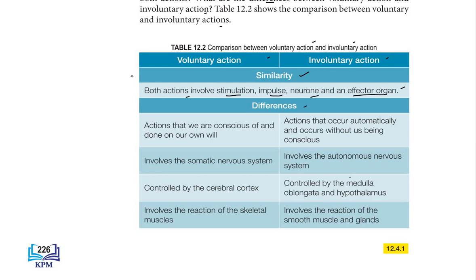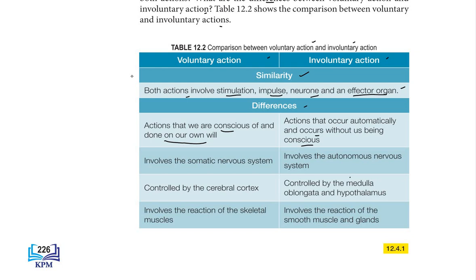Okay, differences. The first difference: voluntary actions are actions that we are conscious of and do on our own will. In this case, we realize what we do. We know what we do. Involuntary actions occur automatically and without us being conscious. We don't realize when these actions occur in our body, and we cannot control them. For example, breathing, heartbeat, and so on, right? So we cannot control them. This is known as involuntary action.